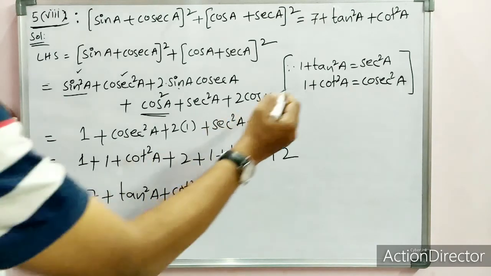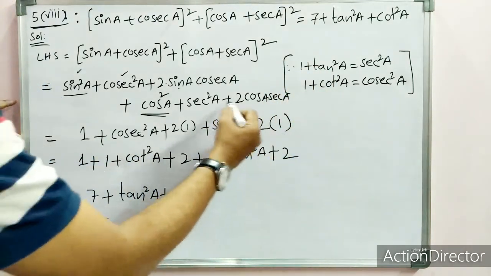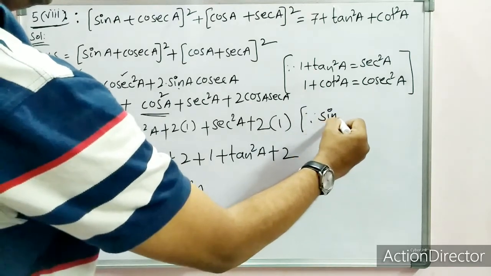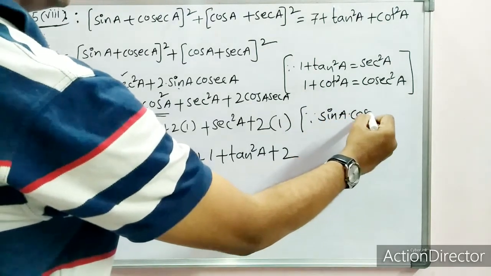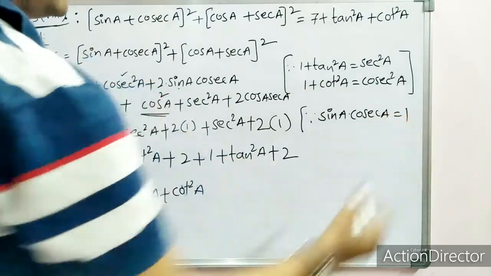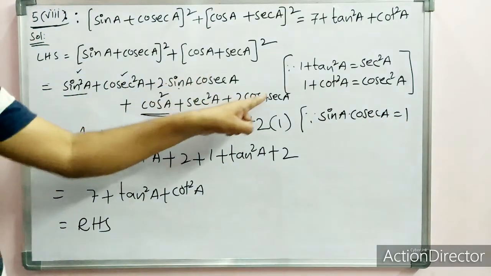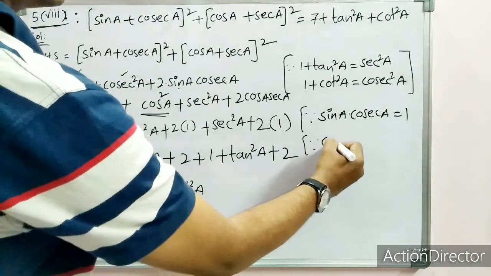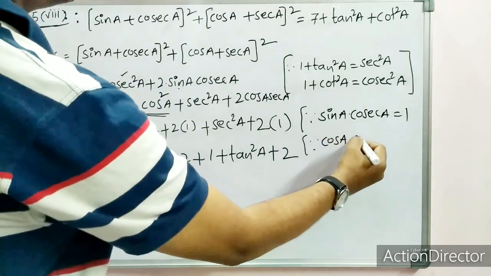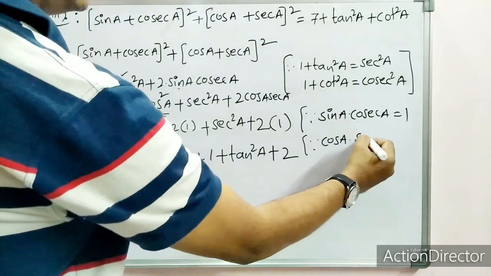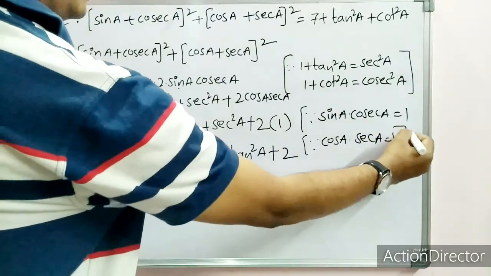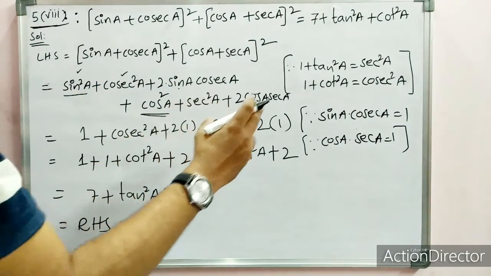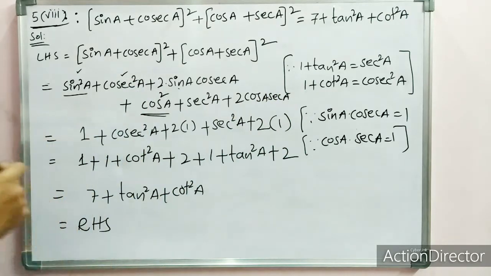So what are the formulas used here? One more formula we used: sine A into cosec A is equal to 1, and for cos and sec, cos A into secant A is equal to 1. These are the requirements to solve this problem.